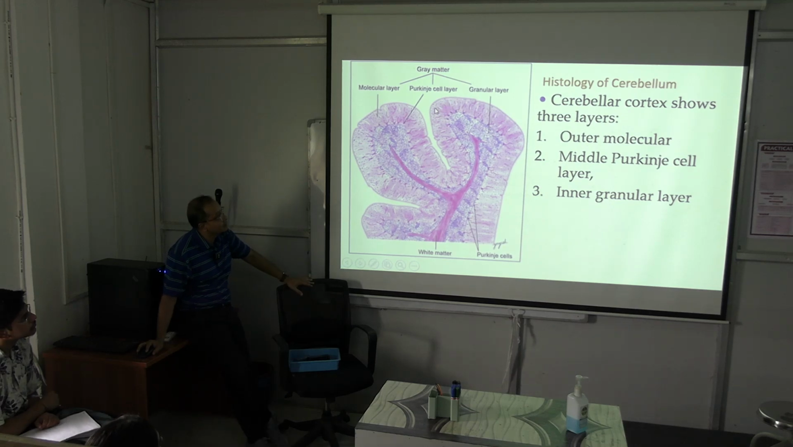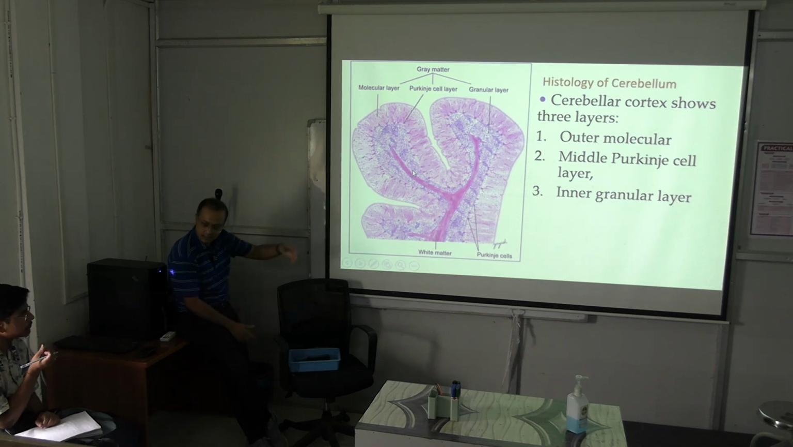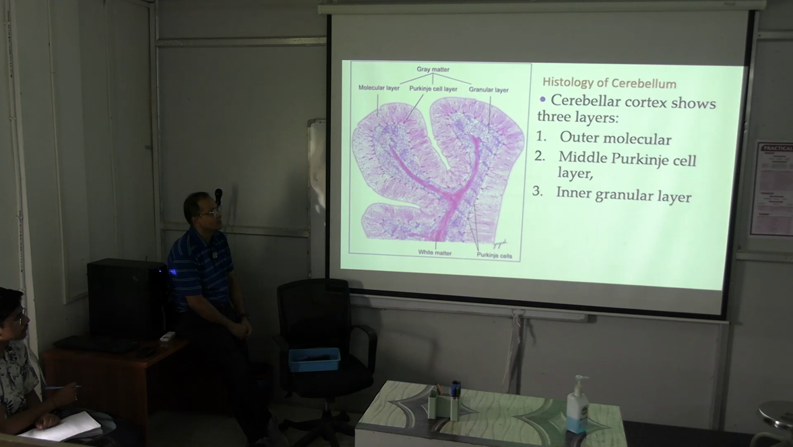In between the granular layer and the outer molecular layer, we have a very thin layer of cells which look like vase shaped cells, which we call Purkinje cells. So, we call it the Purkinje cell layer. So, it has 3 layers and the central white matter which runs like this. This is a schematic picture of the histology of the cerebellum. Again, this was given in the last supply exam, a histological picture of the cerebellum with a proper label. This schematic picture should look like a leaf like this.